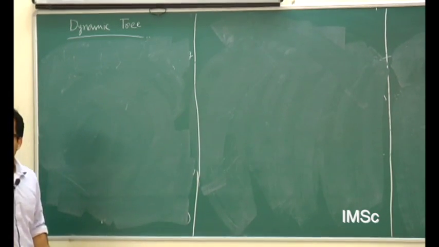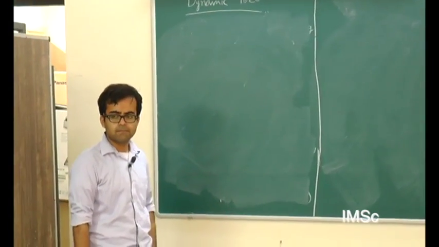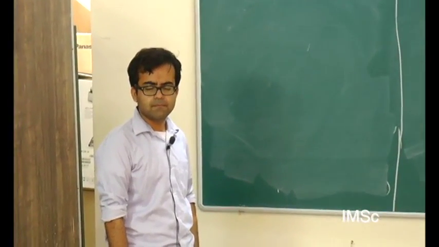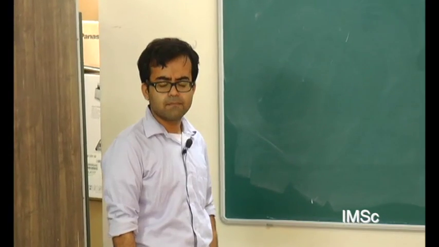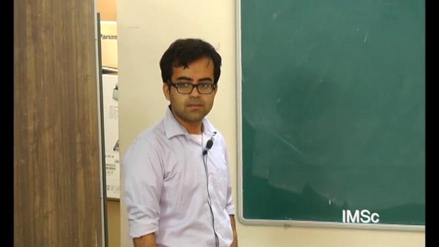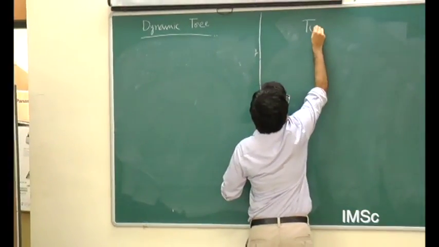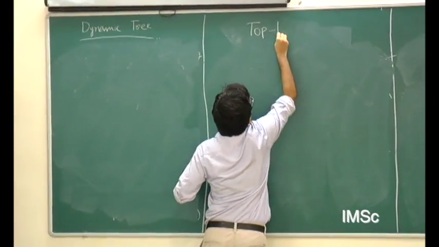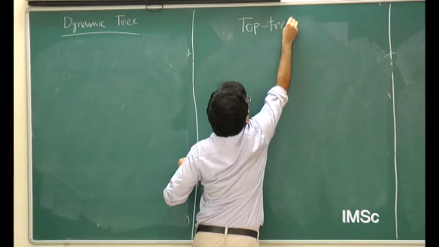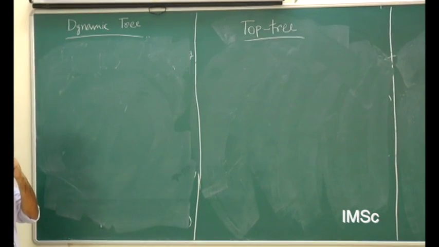The way to reconstruct the Euler tour from this BST is to take an in-order traversal of the BST, and that gives you the Euler tour. Okay. So this is called the top tree.